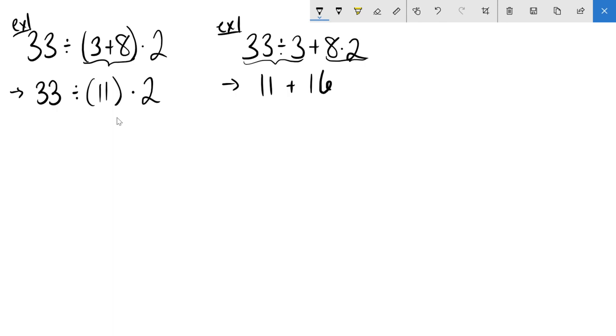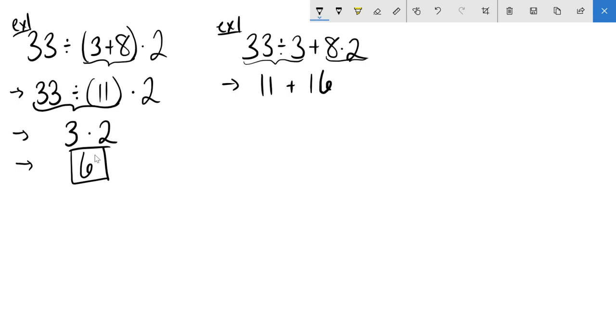So we want to take care of this division first. 33 divided by 11, what does that give you? 3, right? Then we can finish it off by taking care of the multiplication. 3 times 2 is 6. So this one's also 6, same as the last one. Questions about that one? Again, multiplication and division, it's not like one always trumps the other. It just goes left to right if you have all in one expression.